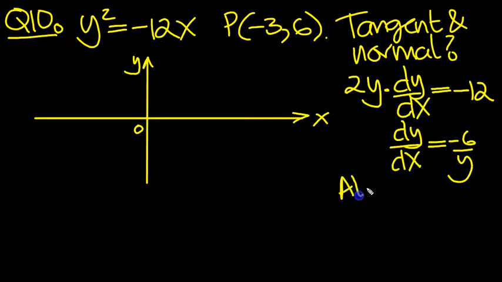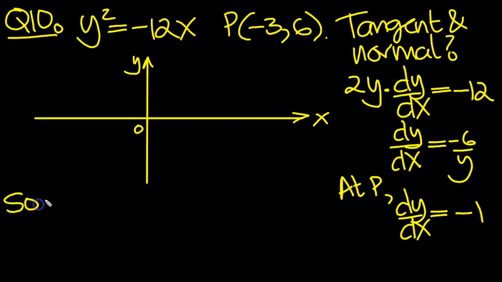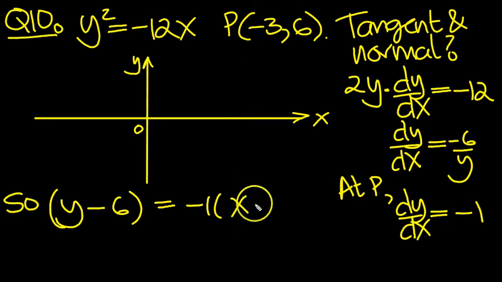So at P, dy/dx then is equal to, when y is 6, put it in here, we get minus 1. So we can write down the equation of the tangent then. y minus the value that the line goes through, 6, is equal to the gradient, which is minus 1, times x minus the x value, which is minus 3, so that makes it plus 3.